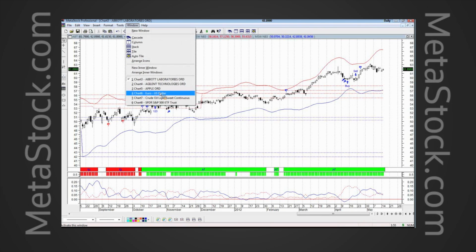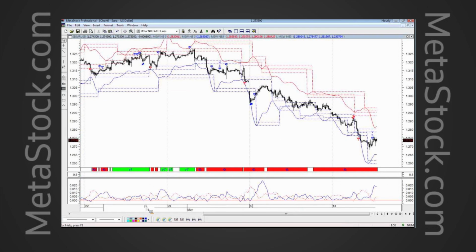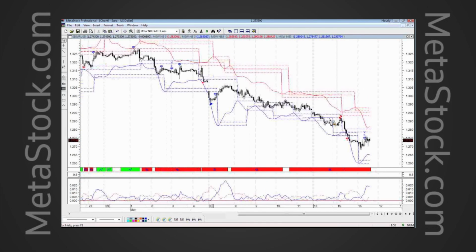I'm going to go ahead and switch to a different asset class. Here is an hourly chart of the Euro USD. And let's spread this out a little bit there. Okay. What else does MetaSwing do? Okay, it gives you volatility adjusted momentum indication. I'm going to turn my crosshairs on for this.